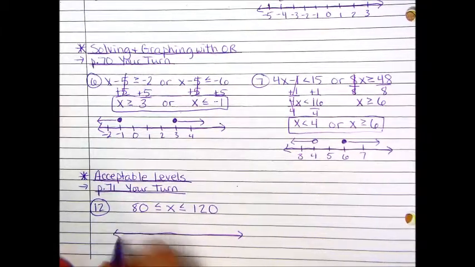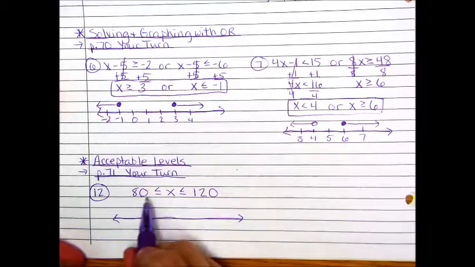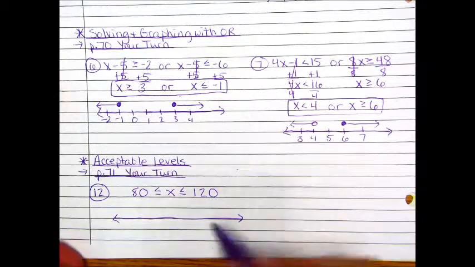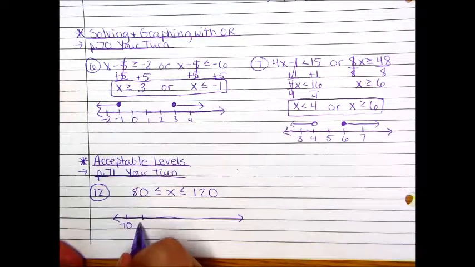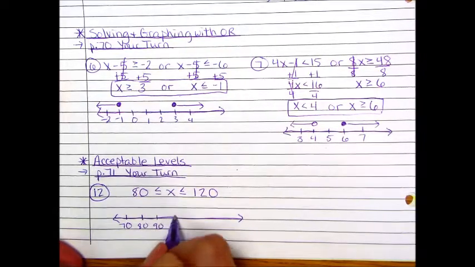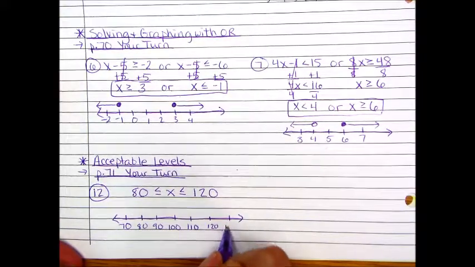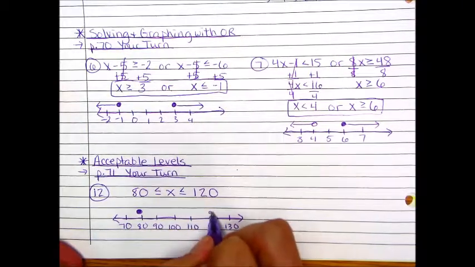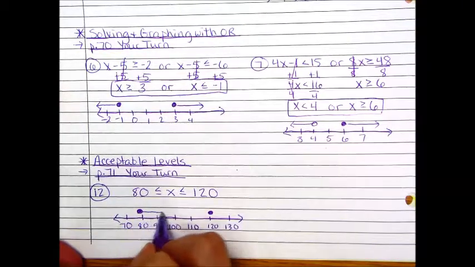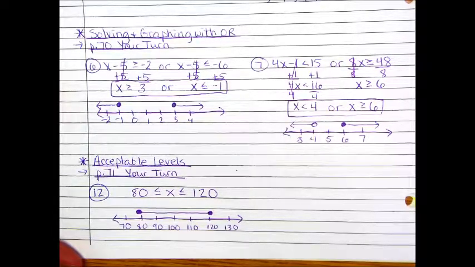So this would be a situation where you would definitely want to try to be logical and not count by ones on your number line because you're going to have a very long number line if you do that. So I would say maybe counting by tens would be a wise choice on this one. So I'm going to start at 70 and do 70, 80, 90, 100, 110, 120, 130. And I know that my levels could be equal to 80, equal to 120, or anything in between. So that is how we create, solve, and graph compound inequalities.